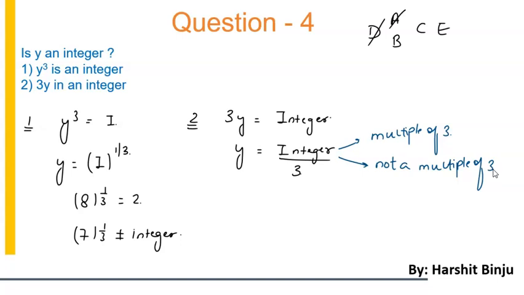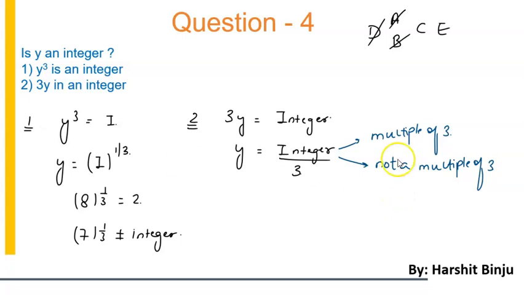So do we have a conclusive answer? No, we don't have a conclusive answer. So B also goes. Which means now we have to combine both of them. Now we want y cube as an integer, and at the same point of time we also want 3y to be an integer. That will only happen if y is an integer.